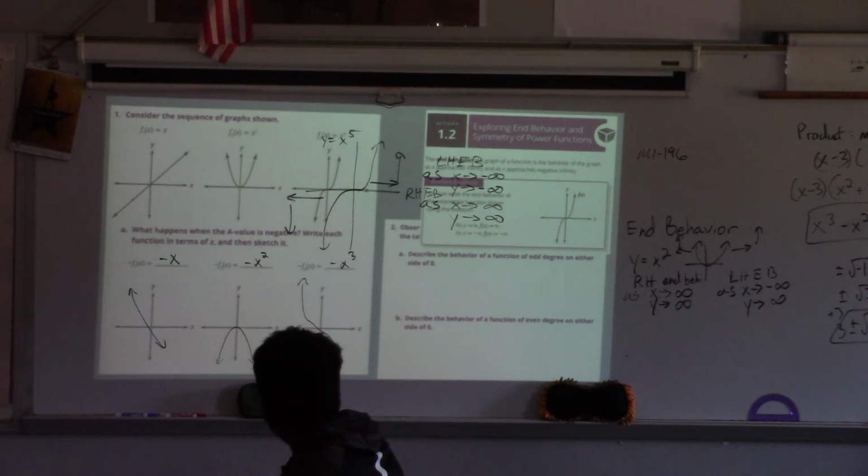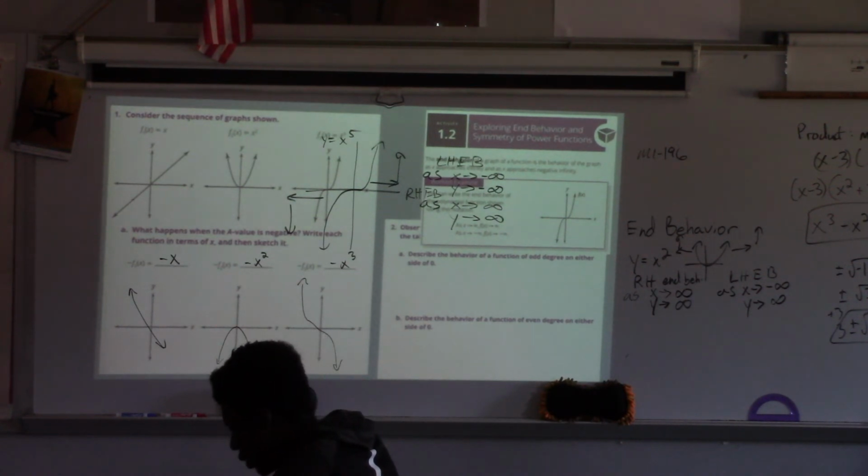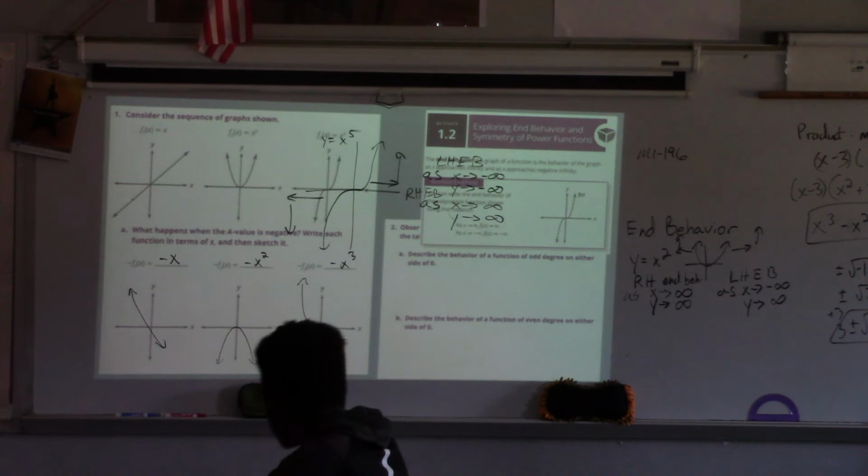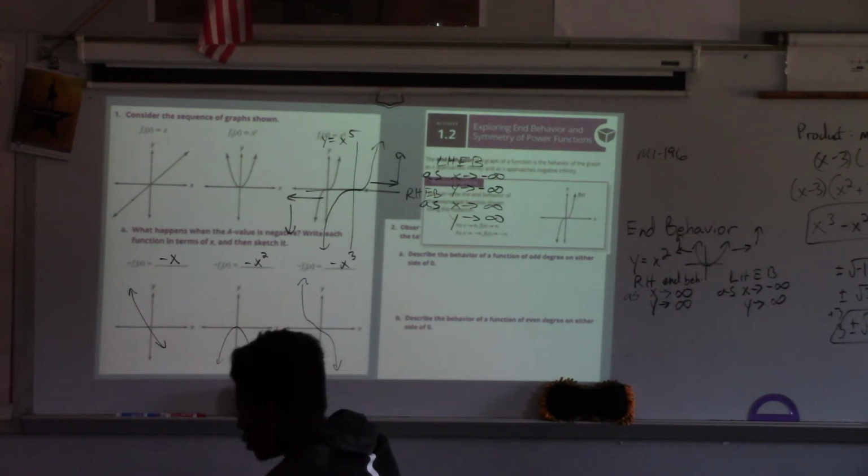Okay, then I want my right-hand behavior. So if it's the opposite of this, positive infinity for the x, right, it's just going to the right. What's my y going towards?